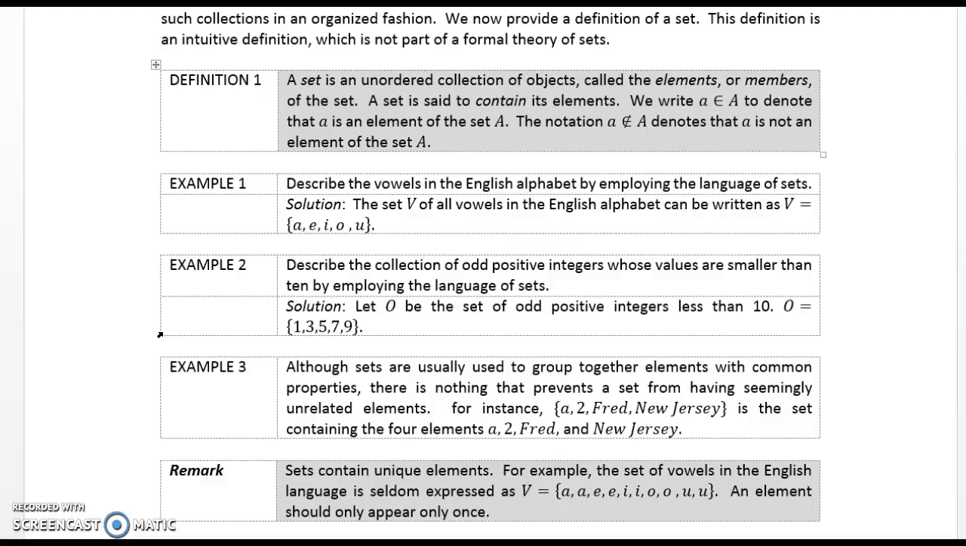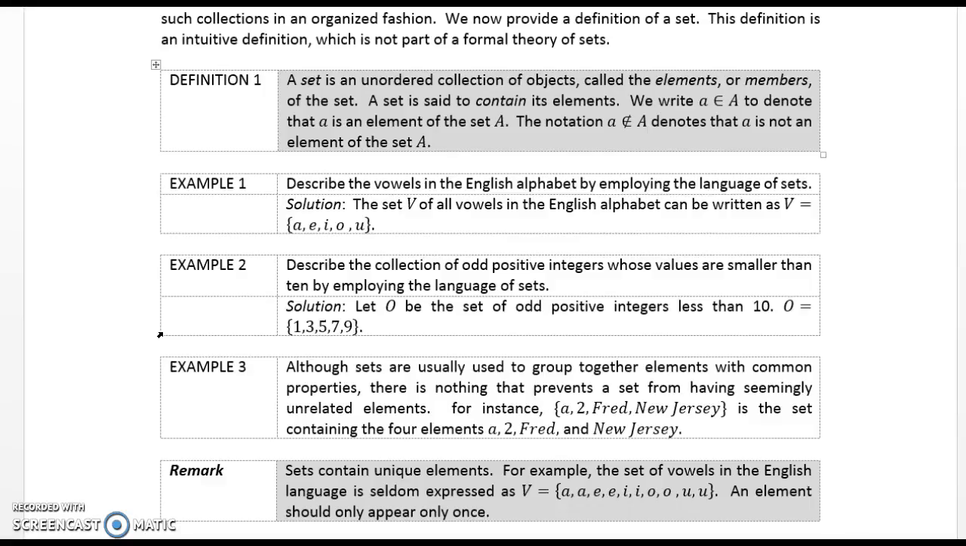Example 1. Describe the vowels of the English alphabet by employing the language of sets. Solution. The set V of all vowels in the English alphabet can be written V = {a, e, i, o, u}. Note that we use capital italicized letters to represent the set itself, and notice that the set is enclosed between curly braces and elements of the set are separated by commas.